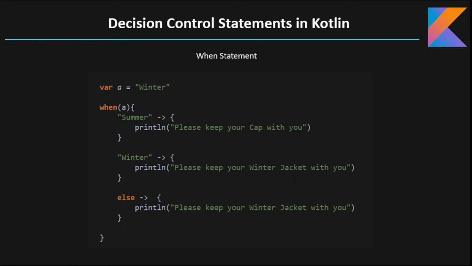So in our case, our first condition is summer. The season has to be summer. Then with the help of a hyphen and greater than symbol, you can create this kind of arrow. After that, open and close curly braces. This block of code will be executed if the provided variable matches that scenario. If the provided variable is winter, then this block will be executed. If neither condition matches, the season has to be the rainy season, and in that scenario this block will be executed. Let's see the code example of when.